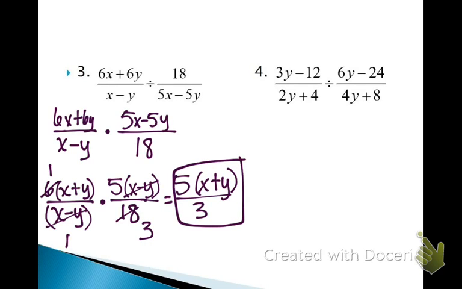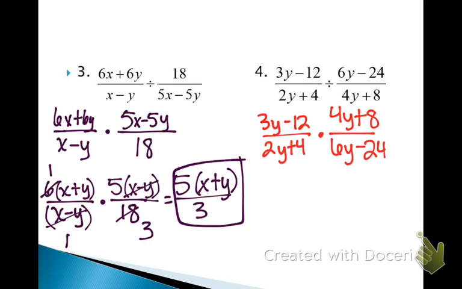All right, the first thing that we did was flip the second one. So rewrite it. I'm going to switch colors so we don't get confused. 3y minus 12 over 2y plus 4 times, what did we do to that second fraction? 4y plus 8 over 6y minus 24. Good. Flip the second one. After we do that, we are ready to factor. Good.